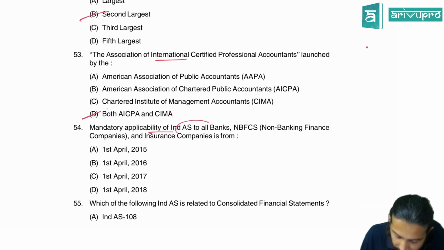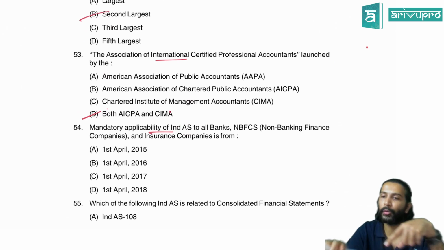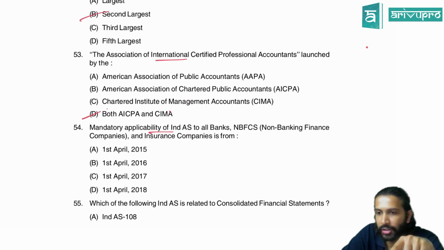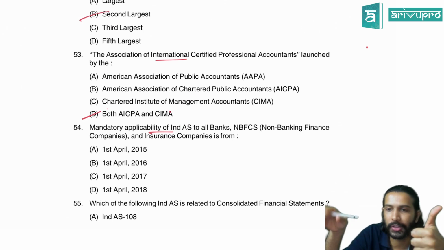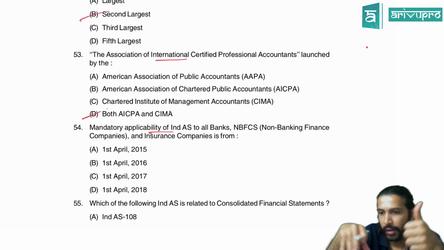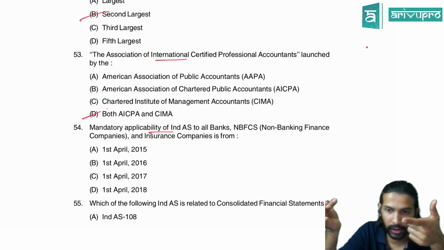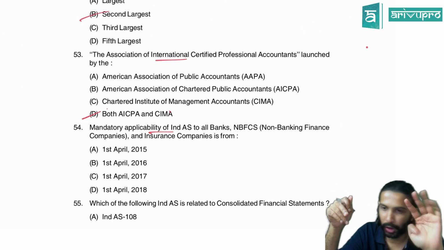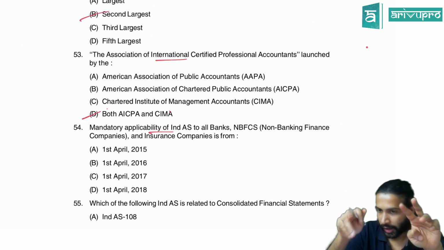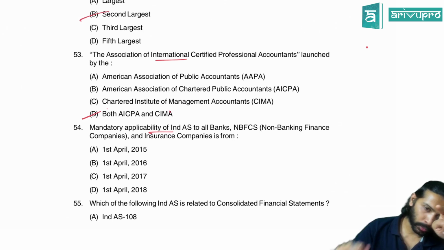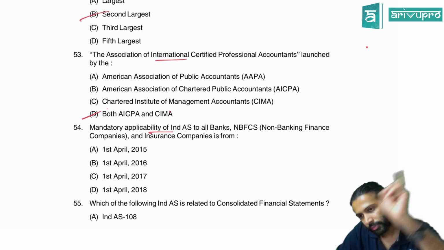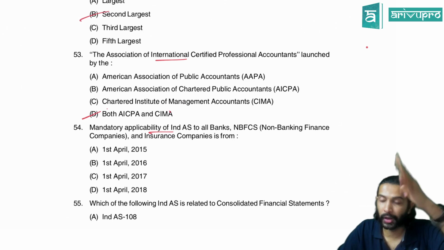Mandatory applicability of IND AS. We just now discussed the roadmap of IND AS. For normal companies, voluntarily, they can start from 1st April 2015. But if you are a listed company, if your net worth is more than 500 crore, then from 1st April 2016. If you are an unlisted company, but still if your net worth is more than 500 crore, then also 1st April 2016. That's for companies.